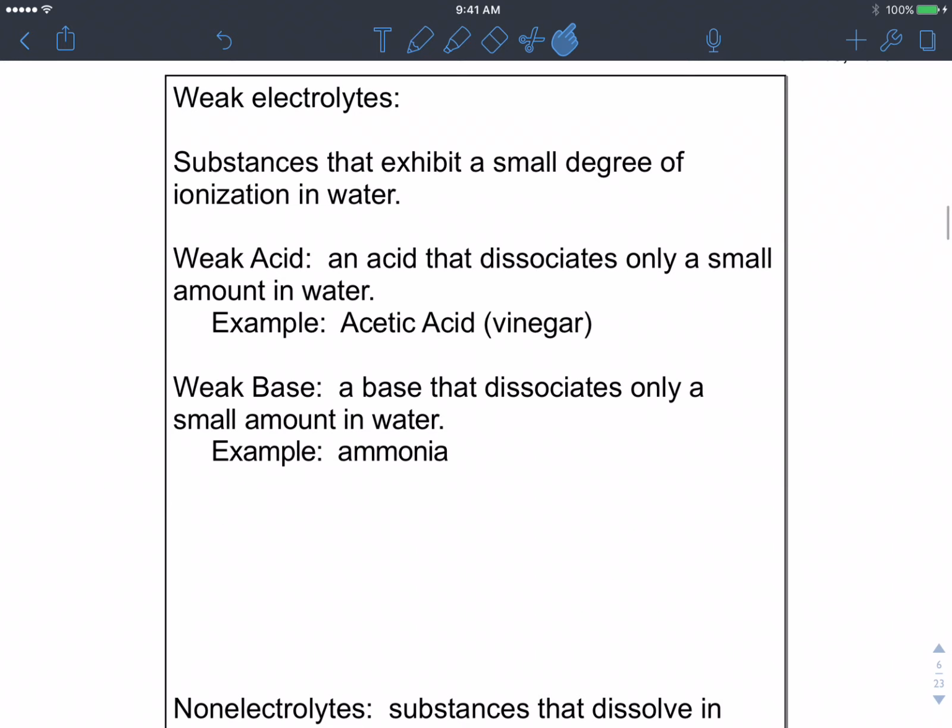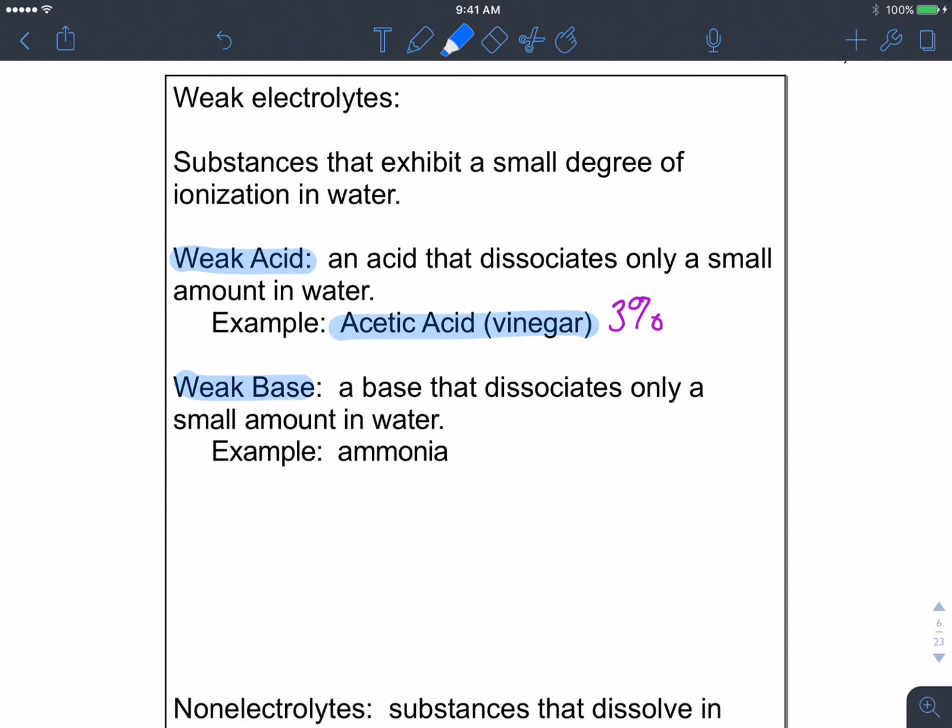Now, on the other end of the spectrum, there are weak electrolytes. We have weak acids. They dissociate or ionize only a small degree in water. Acetic acid would be a perfect example. Acetic acid, when it's 3% in water, is called vinegar. It does conduct a small amount of electricity, but it doesn't completely break apart. And that makes our math a little more difficult once you get into AP chemistry and those types of things.